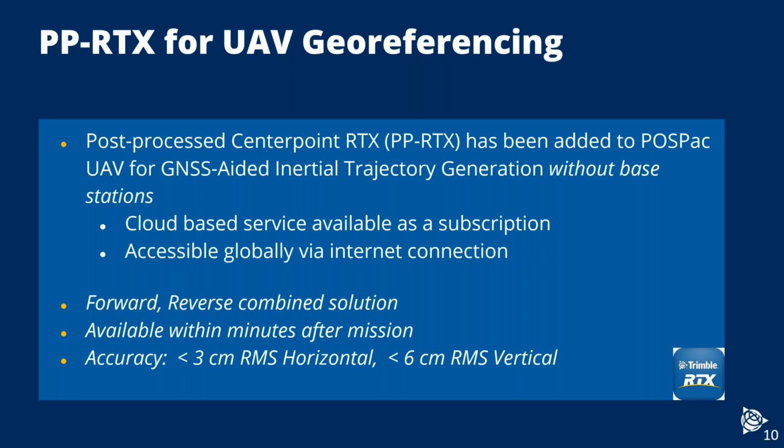It does require an internet connection while processing. And it applies the same forward and reverse processing steps that POSPac users may be familiar with. Solutions can be generated as quickly as 5 minutes after a mission is flown. And it can produce accuracies of 3 centimeters RMS in the horizontal and 6 centimeters RMS in the vertical. Now that's just 1 centimeter off of the accuracy of the solutions that can be generated using a physical base station.